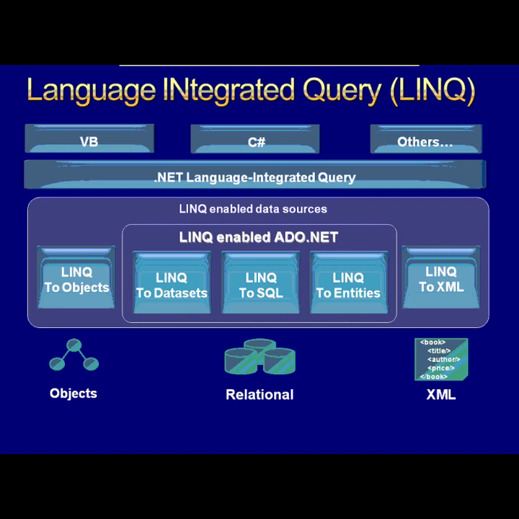So here's a diagram of the LINQ framework. These are the pieces that basically compose how we work with LINQ, and basically it's three sets of things.